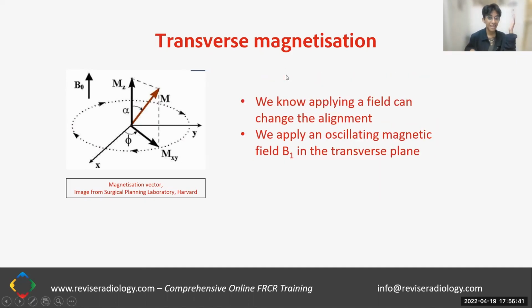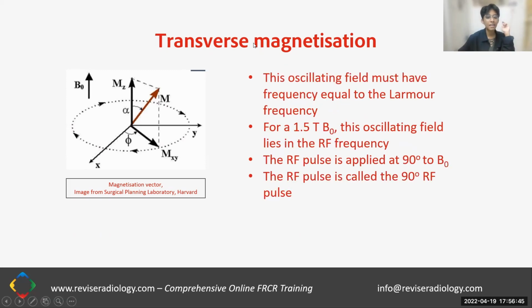Once again, in order to tip the field over, we have to use the right frequency. And this field as well, the oscillating field, must have a frequency equal to the Larmor frequency. And we know that means a radio frequency. So what are we talking about here? We're applying a radio frequency pulse, which is in the 90 degrees direction.